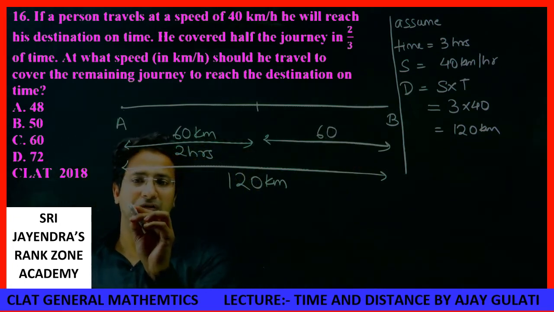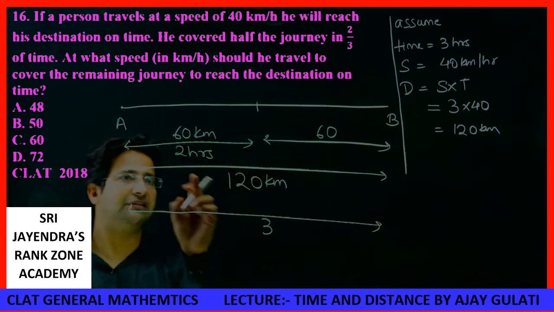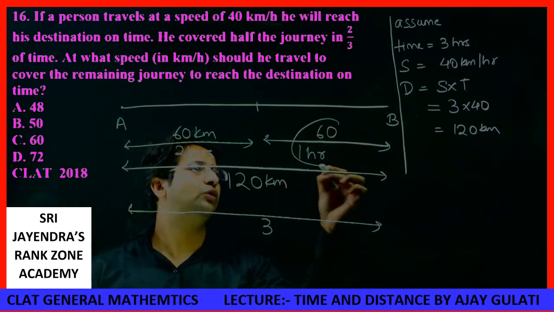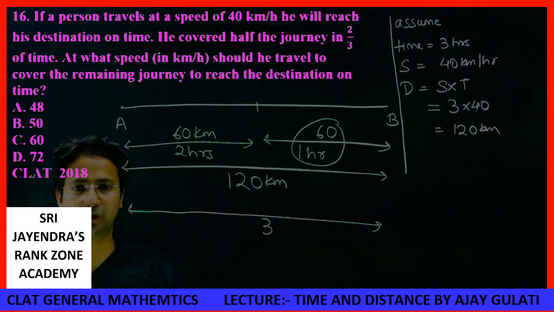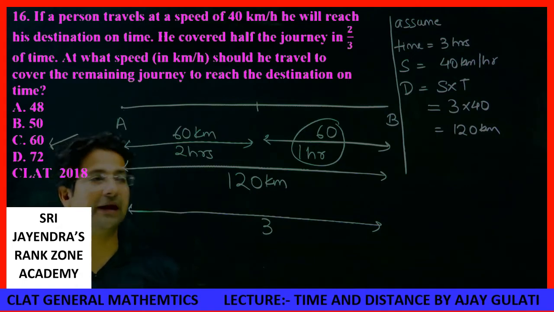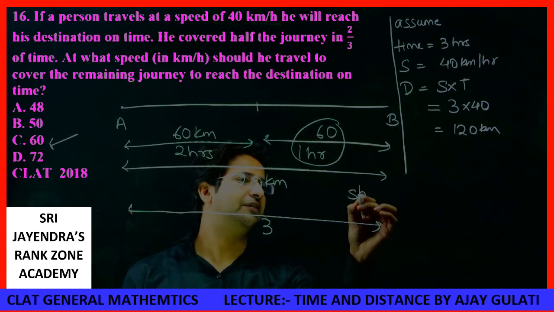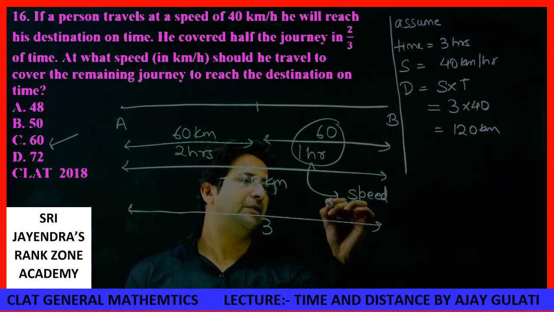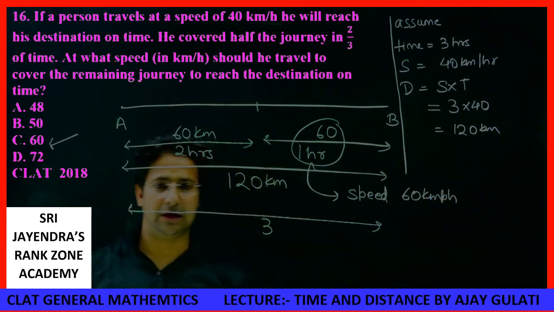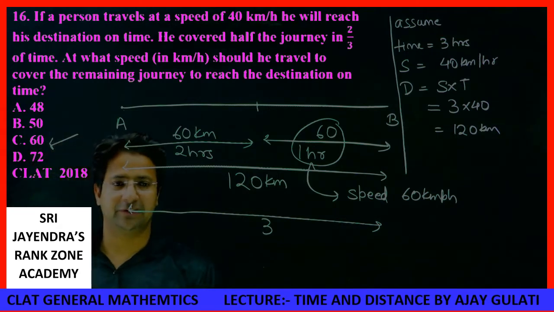Total time allotted was 3 hours; I thought I will cover this distance in 3 hours. Out of 3 hours I have already consumed 2 hours, so I am left with 1 hour. In 1 hour I need to cover this 60 kilometer. So what should be my speed? My speed should be 60 kilometer per hour. Getting the point? If I need to cover 60 kilometer in 1 hour, then the speed should be 60 kmph. I hope this is clear to all students. Let's move to the next concept.